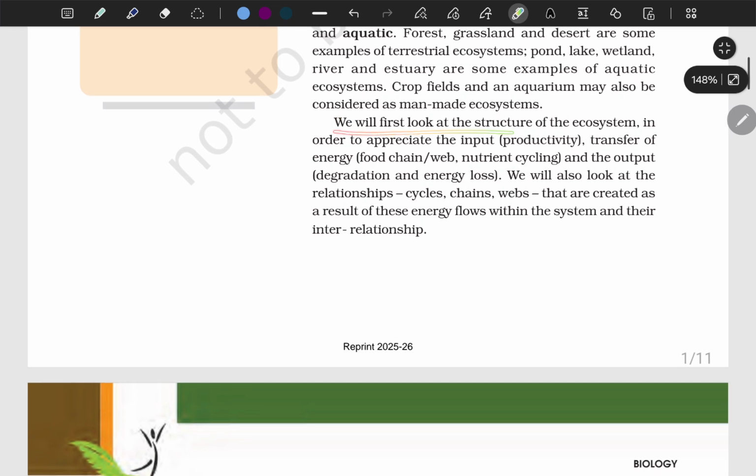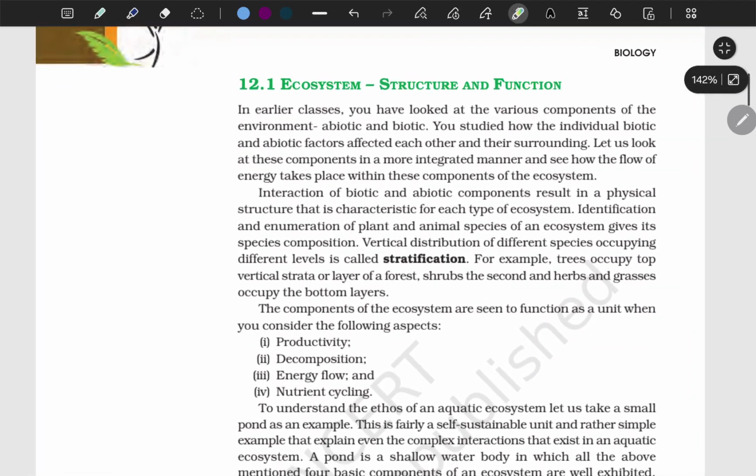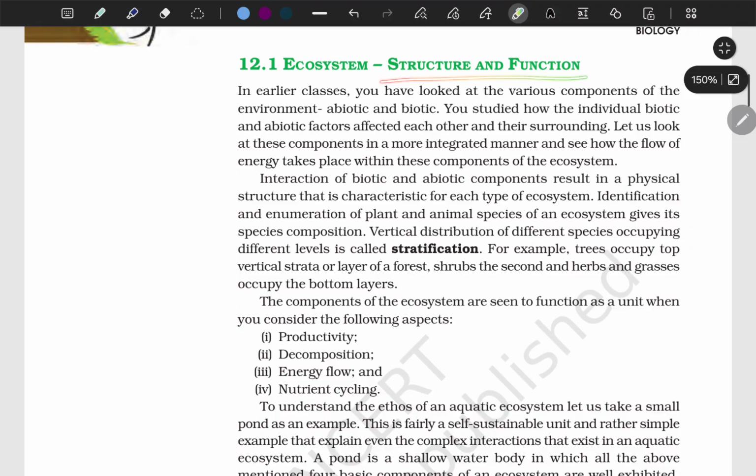We will first look at the structure of the ecosystem in order to appreciate the input, productivity, transfer of energy, food chain or web or nutrient cycling, and the output, degradation and energy loss. We will also look at the relationships, cycles, chains, and webs that are created as a result of these energy flows within the system and their interrelationships. So, ecosystem structure and function.